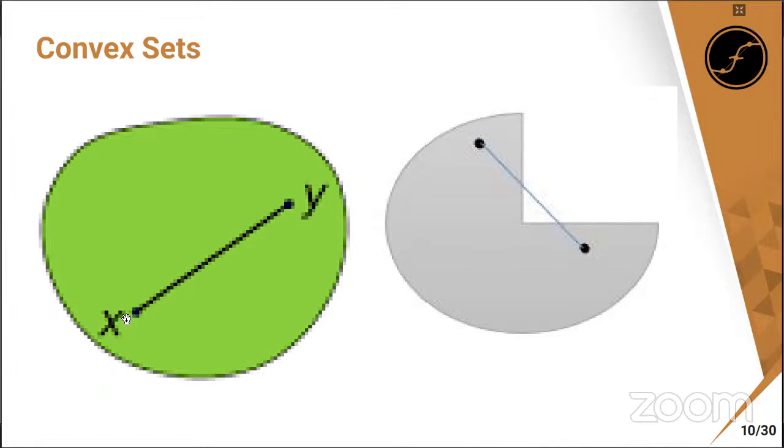We can see, for example, that this first set is convex, because if you take any 2 points, you can always join them. But the second set here is not convex. As you see, if I take this point and this one, I cannot join them by a straight line without the line going out of the set.